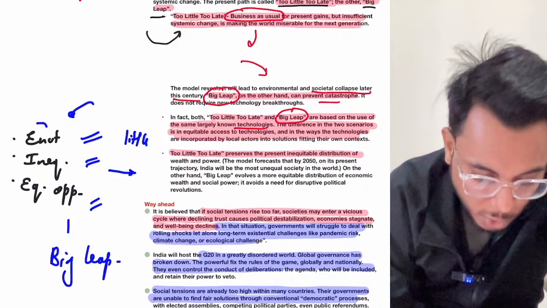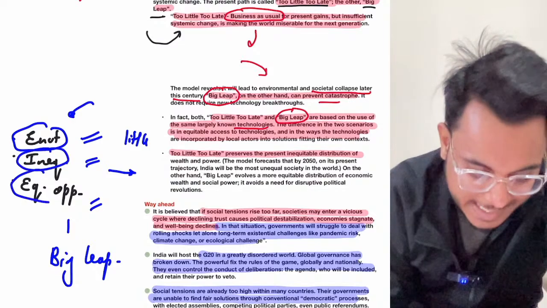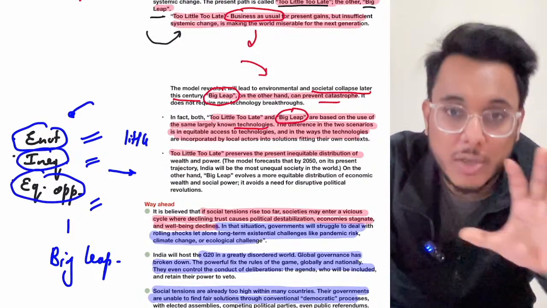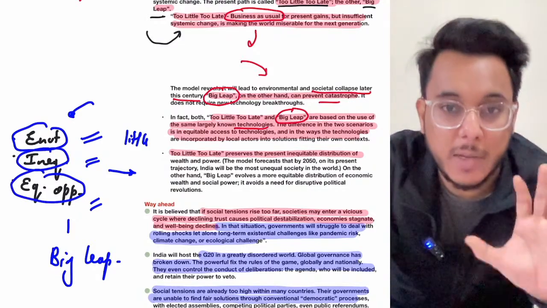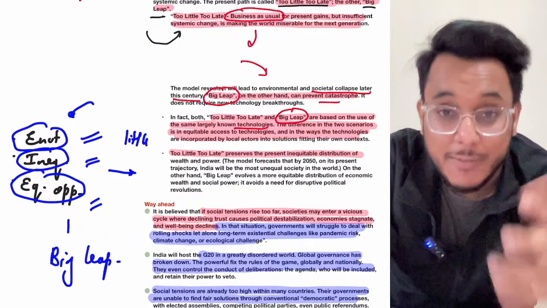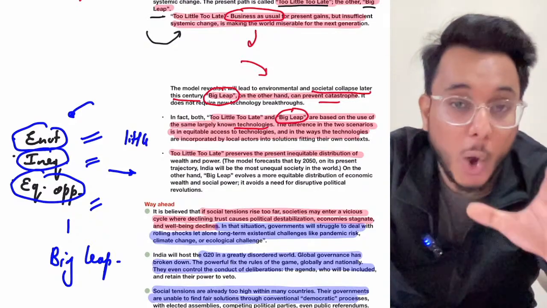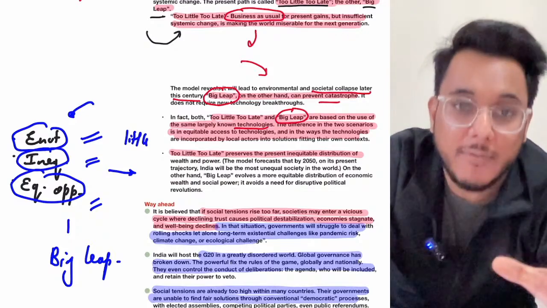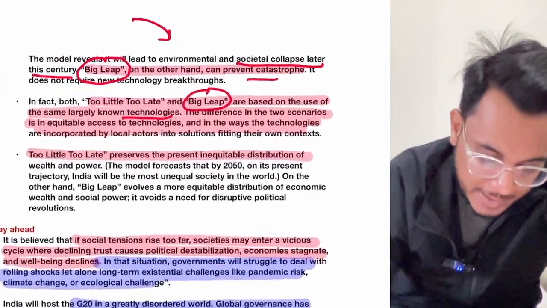In the big leap also, the same things will be focused on, the same technologies will be used, but the technologies will be decentralized. Okay, the opportunities will be given to everyone. Okay, so I'll just read here.